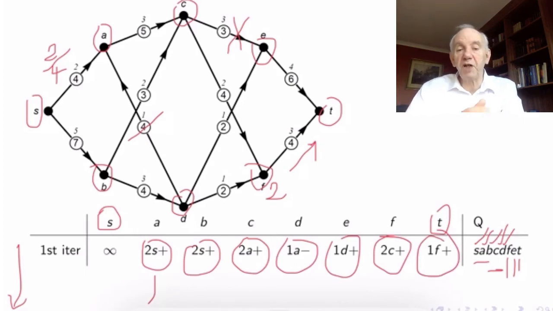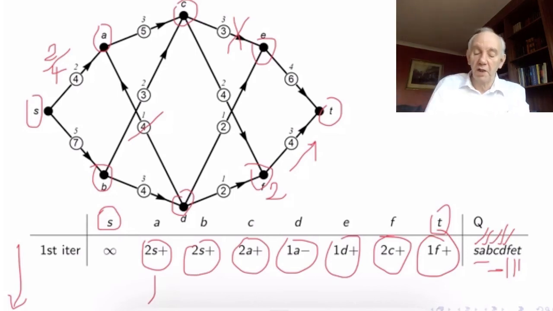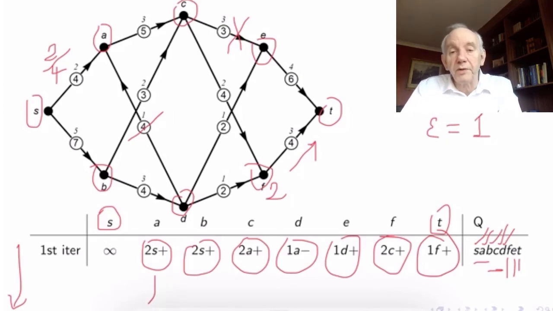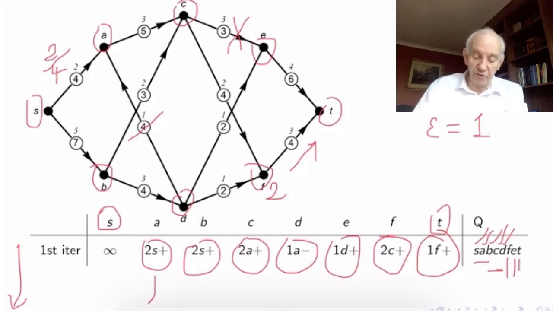Now that's finished our pass, if you like, our forward pass across the network. So what is the conclusion? The conclusion for this iteration is that our augmentation number is 1. We can get an extra flow of 1. It's a bit disappointing, but that's the way it is. An extra flow of 1 to the sink. And I'm now going to follow that through, and you'll see it's come all the way from the source. How has it come from the source?